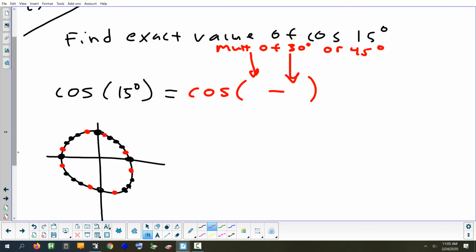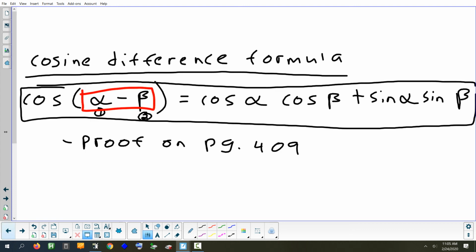So can anybody think of how you can write 15 as a difference of two numbers that are multiples of 30 and 45? Yeah? 45 minus 30. Yeah, so this one is 45 minus 30. Now what you do is look at your formula. Alpha is 45, beta is 30. Just fill in 45 and 30 everywhere you see an alpha and a beta.